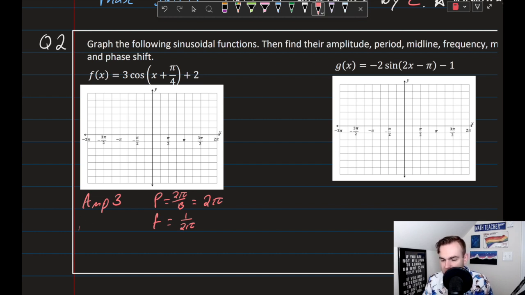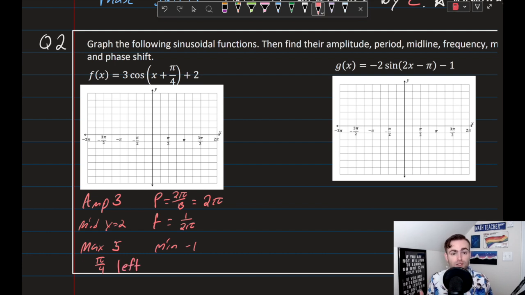What do we have next? The midline. The midline is y equals 2. The max value, let's start with that. The max is 3 plus 2, which is 5. The min is 2 take away 3, which is -1. And the last one is a phase shift. I see a plus pi over 4. The plus, remember, if it's happening to the x, it does the opposite. Plus makes it go left. So left pi over 4.